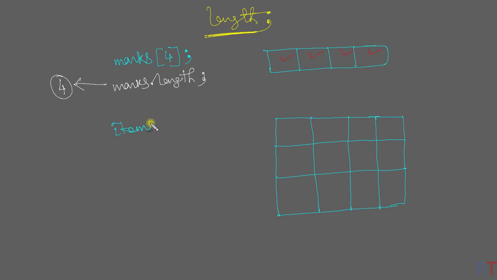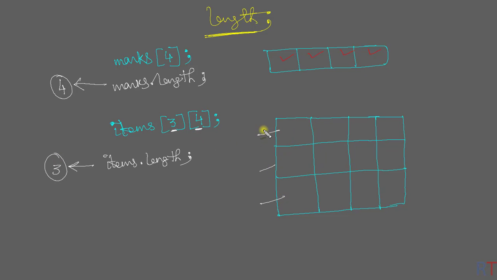But in case of 2D array, the length variable will return the number of rows that particular 2D array has. Like in example, here we have one 2D array items which has 3 rows and 4 columns. So while using items.length, this will return the number 3 because the array has 3 rows.